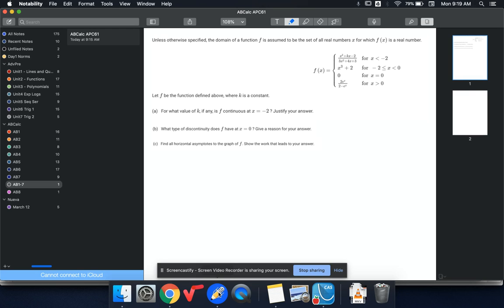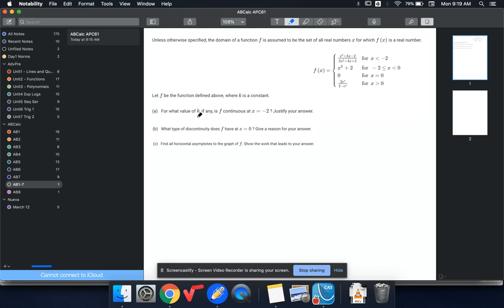Hi, students. I'm talking to you now about the first question in your AP Classroom Assignment 61. It's two FRQs, and I'm talking about the first one. So we've got a piecewise function here defined for all real values, but it's broken up into these four chunks. And we're going to look through the problem.